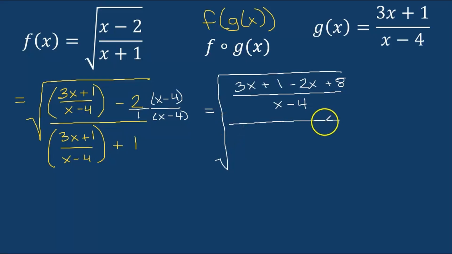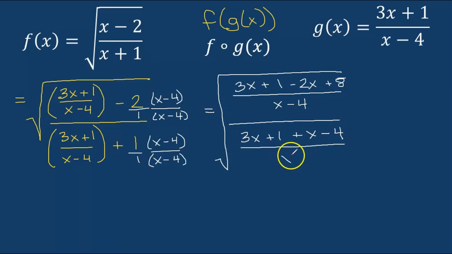Now let's simplify the bottom. This is also missing an x minus 4. So we find a common denominator. And I just want to point out that this isn't the only way to do it, but this is the most straightforward way. 3x plus 1, and then we're going to distribute this one into the parentheses. And we're putting this one all the way over x minus 4.